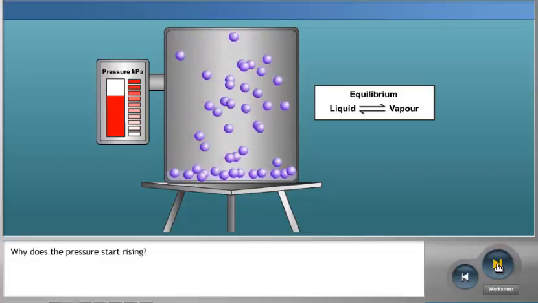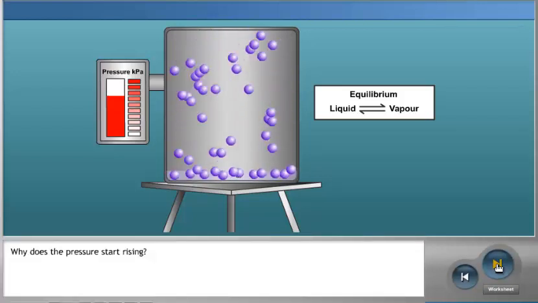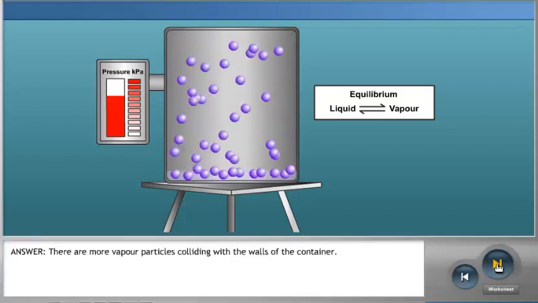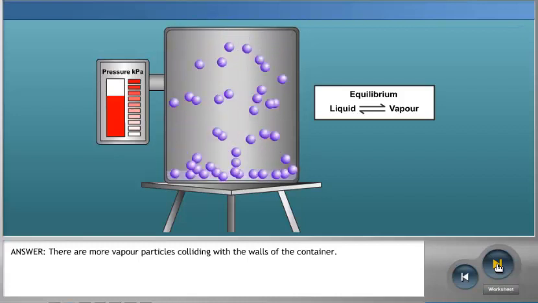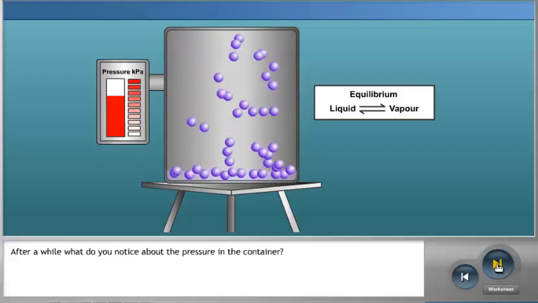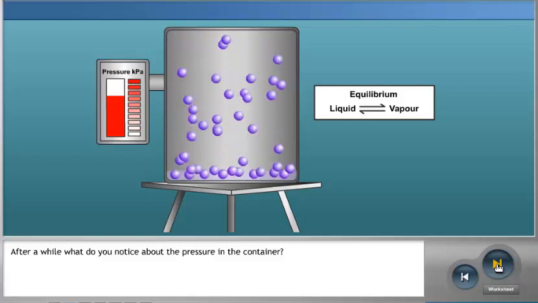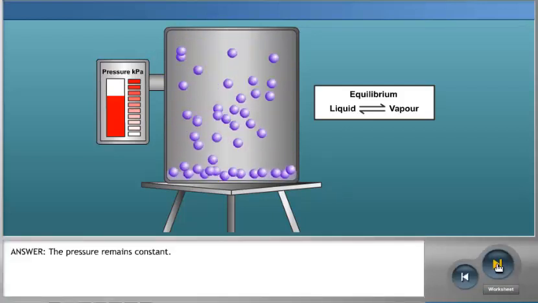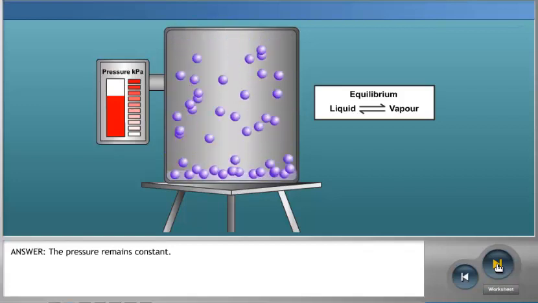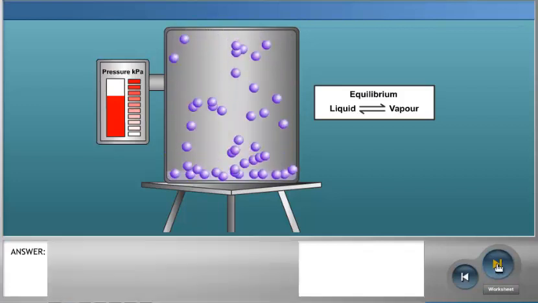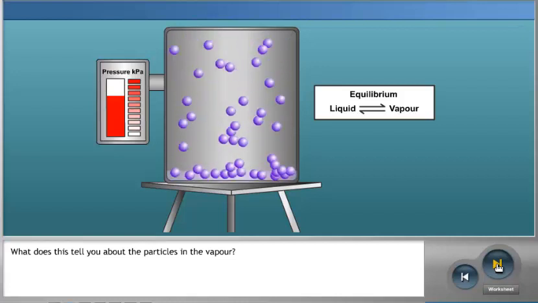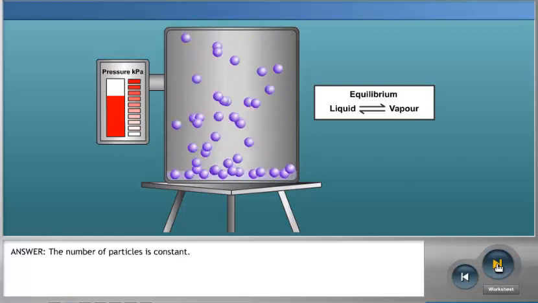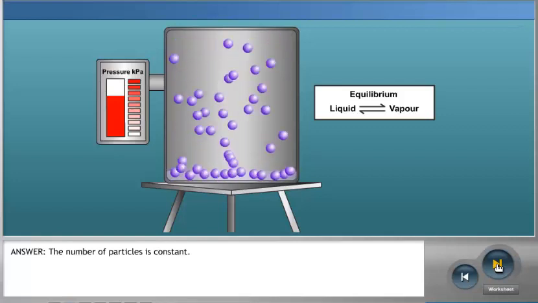Why does the pressure start rising? Answer: there are more vapor particles colliding with the walls of the container. After a while, what do you notice about the pressure in the container? Answer: the pressure remains constant. What does this tell you about the particles in the vapor? Answer: the number of particles is constant.